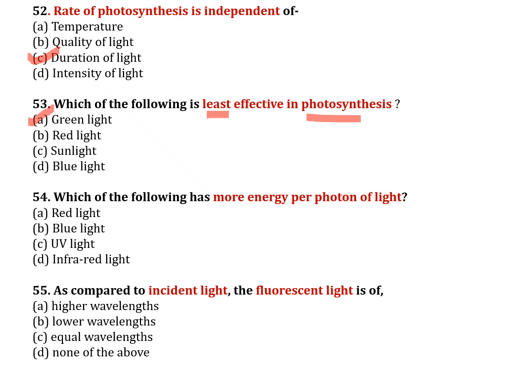The next question, number 54. Which of the following has more energy per photon of light? Option A, red light.